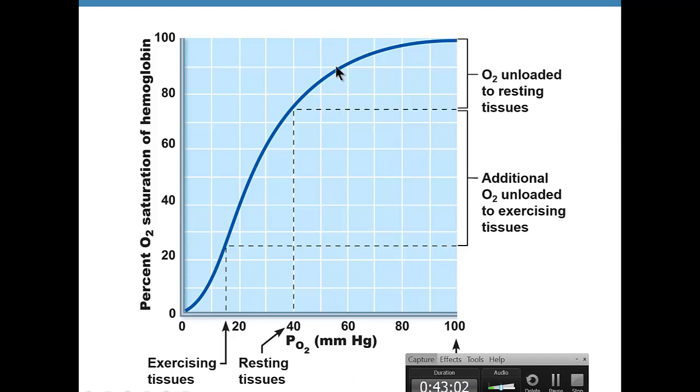So the goal is to fill the bus at a PO2 of 60. And is that a normal value? What should the PO2 be? Remember from memorizing your arterial blood gases? Do you remember what PO2 is supposed to be? Normal? Yeah, very good. 75 is the low end. So we're fully saturated at 60. That gives us wiggle room to unload.